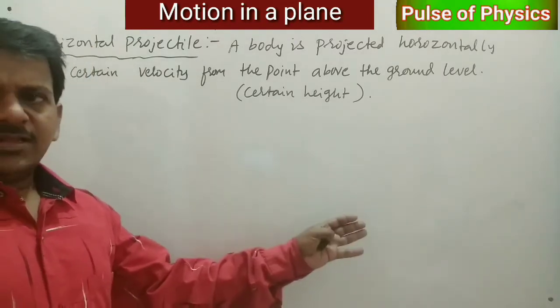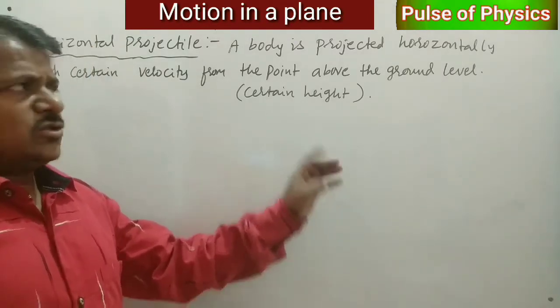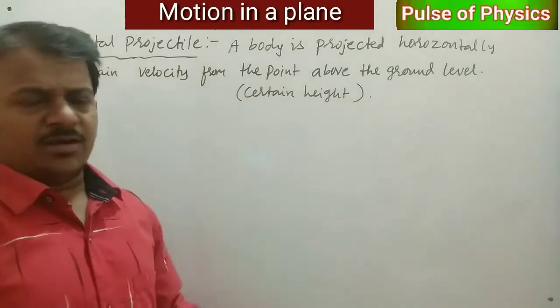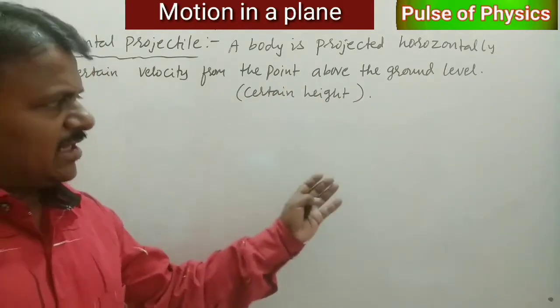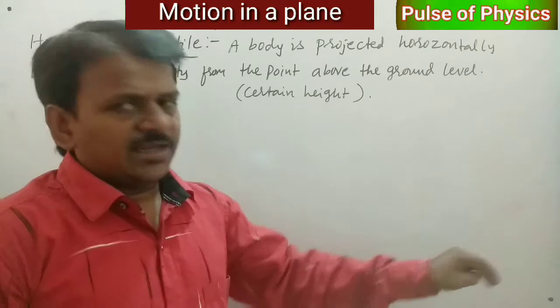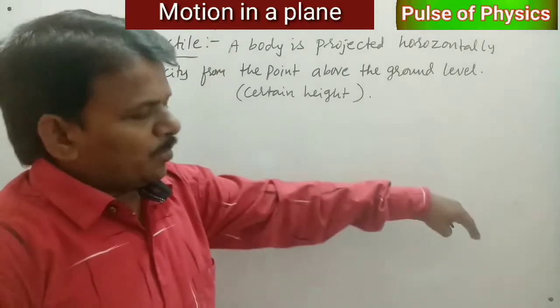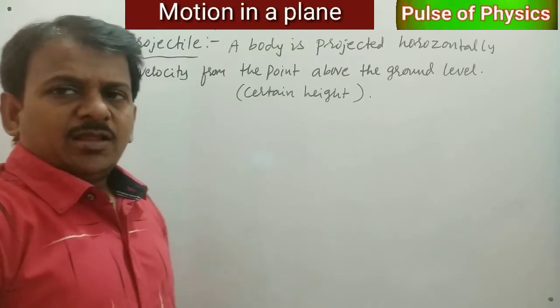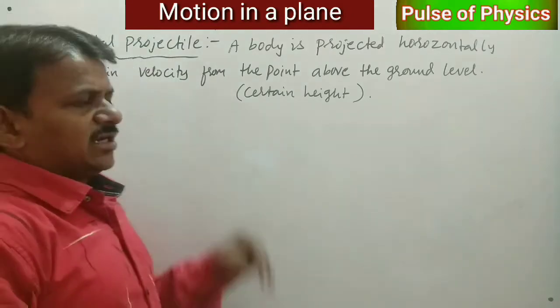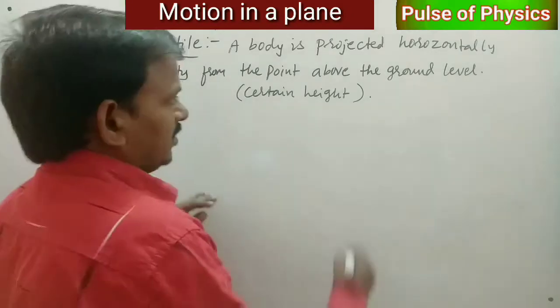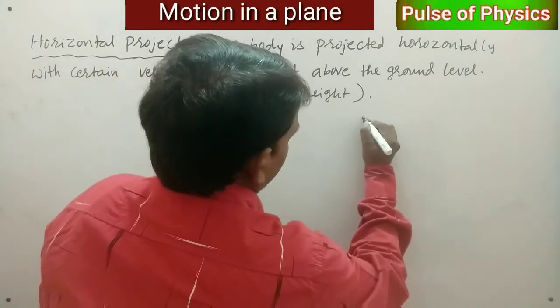Let us see the diagram. So this also is motion in a plane. In this case, the body travels in a curved path, that is nothing but parabola. Here the trajectory of the horizontal projectile is also a parabola. Let us see the diagram.